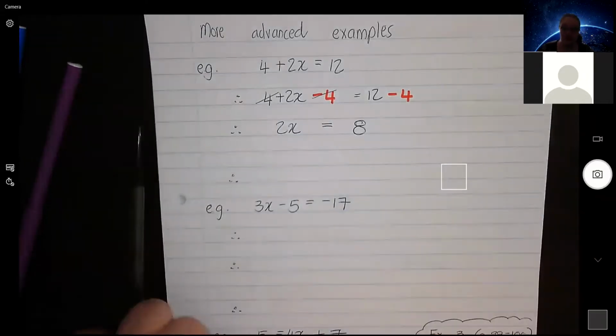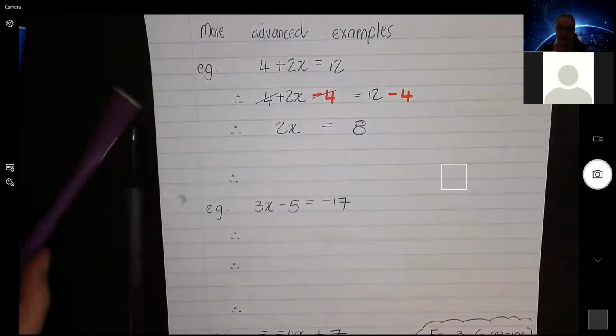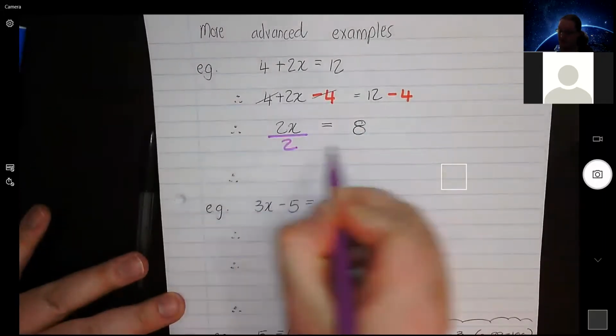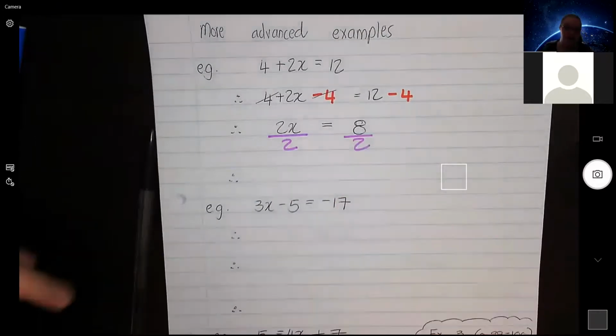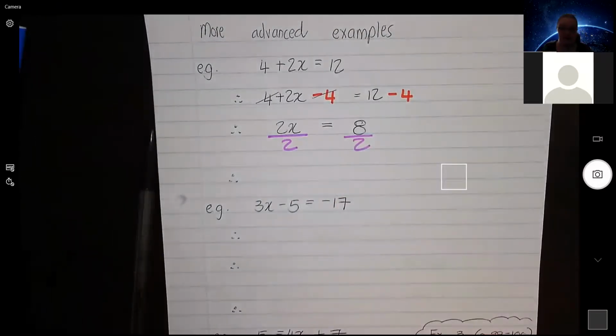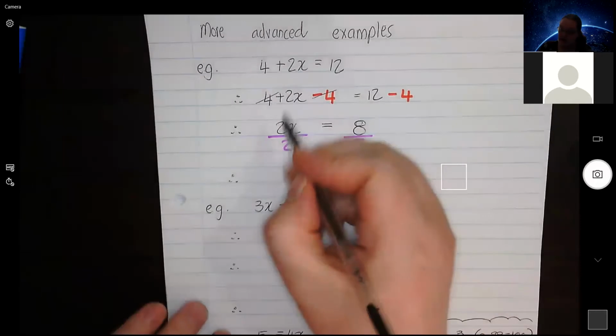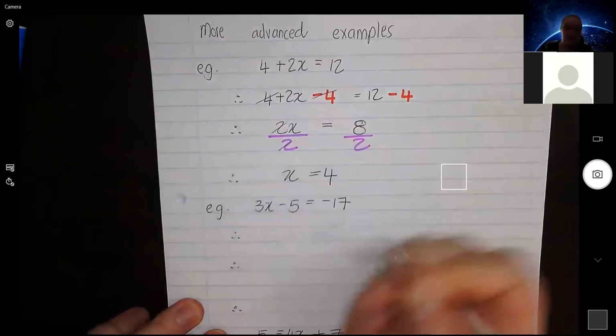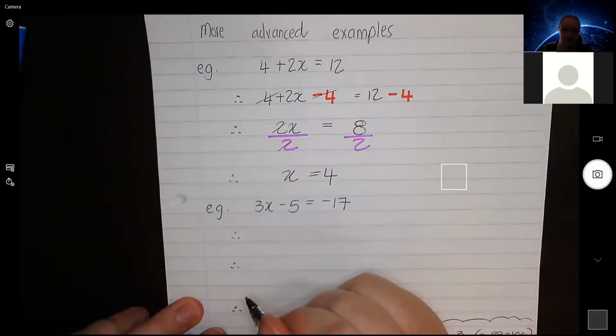Okay, now we have 2 times a number equal to 8. We're going to divide by 2. Divide by 2, because what I do on one side, I must do to the other side. And the 2 and 2 cancel each other out. So you're left with x equal to 4. And yes, you're welcome to check it. Okay, any questions so far?